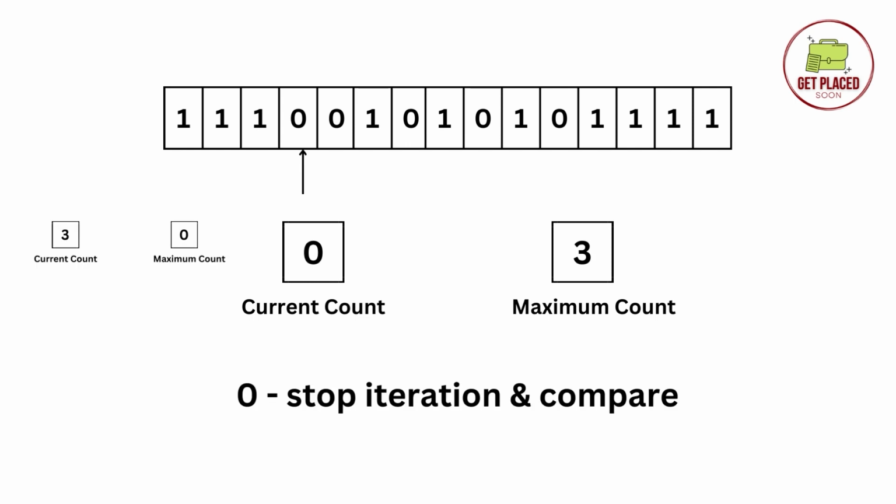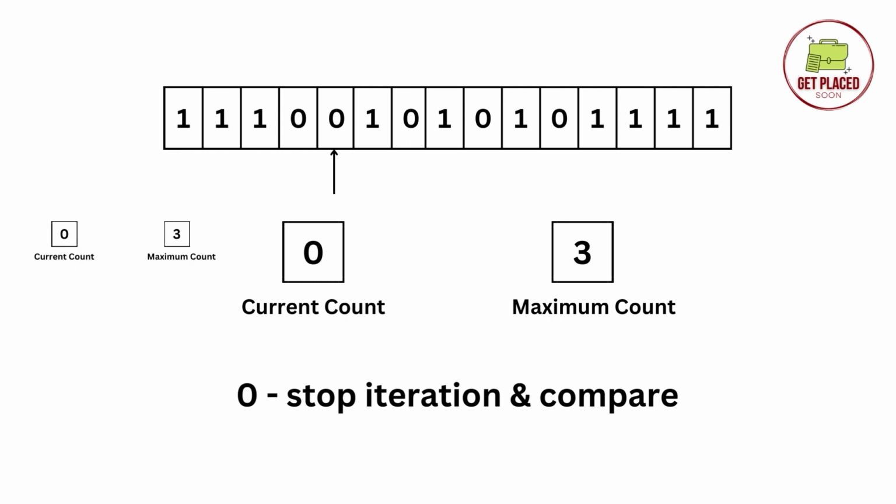So once we got 0, we stop the iteration and we compare current count and maximum count. You can see on the left side the values are the values before updation. Current count is 3, maximum count is 0. So the maximum value is 3, so we update maximum count to 3 and we reset the current count to 0. I hope you understand. After updating, the values are current count is 0, maximum count is 3.